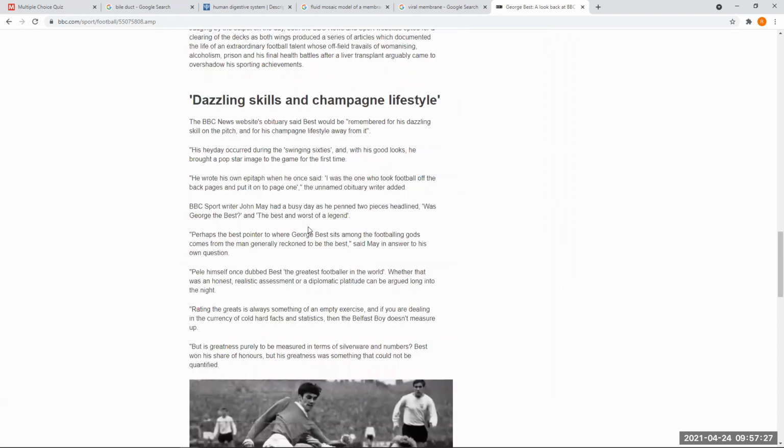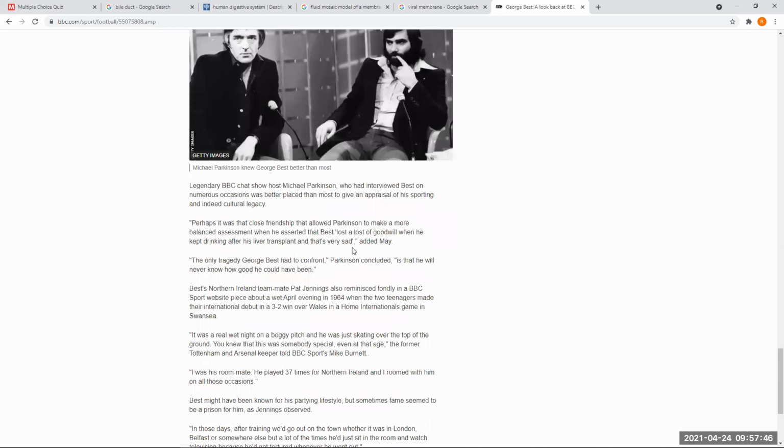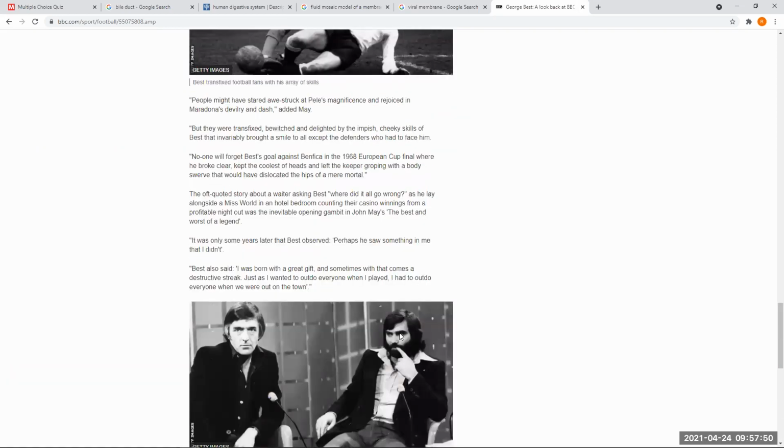But he was, as I said, a man with dazzling skills and a champagne lifestyle. This is him here as well. He was an exceptional footballer, talent to burn, right? But as I said, with certain people, when they're exceptional, they do have a flaw somewhere else. And his flaw, his shortcoming, was that he was an alcoholic and he couldn't stop drinking, yeah?